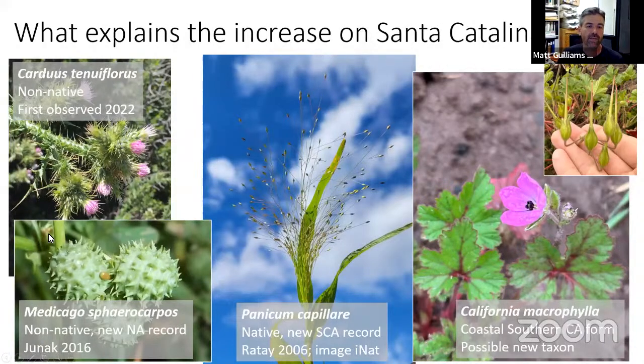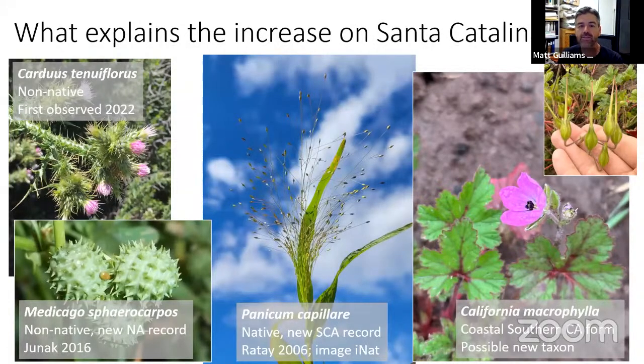Here's Medicago spherocarpos. This is a non-native plant that, according to the Medicago expert up in Canada, is actually a new North America record of this particular species of Medicago. Now, it's simply impossible that the first place where it landed is on Catalina. It must be elsewhere on the mainland flora. But how neat that Steve's work in 2016 documented this plant out there, right? If you're looking, you're going to find new things. So this is in the kind of depressing category of non-native things added to the flora.